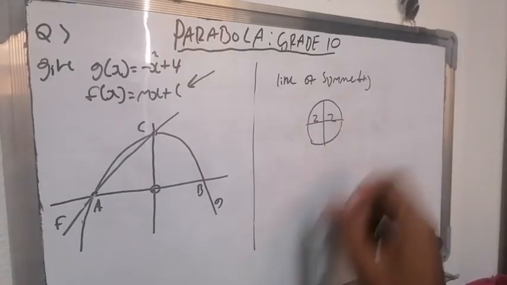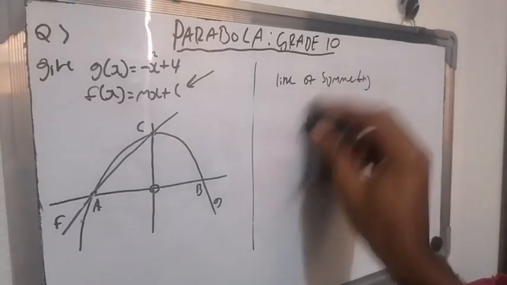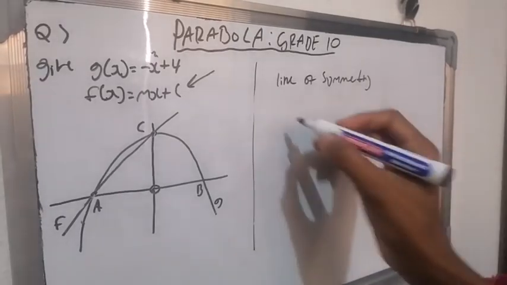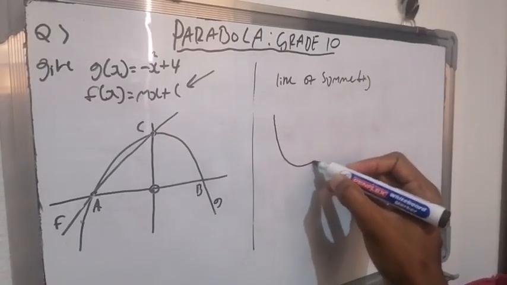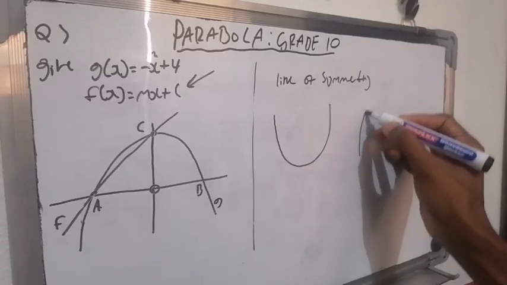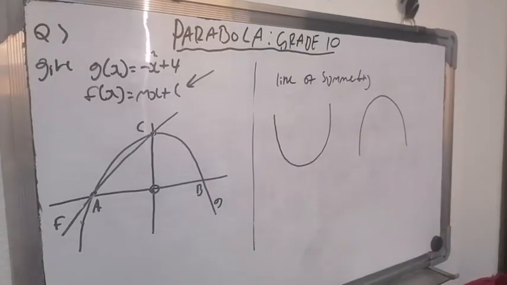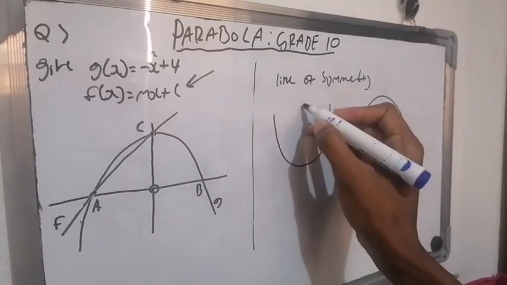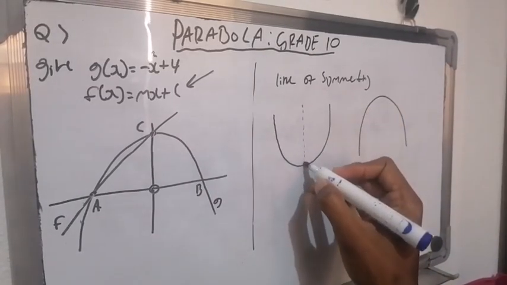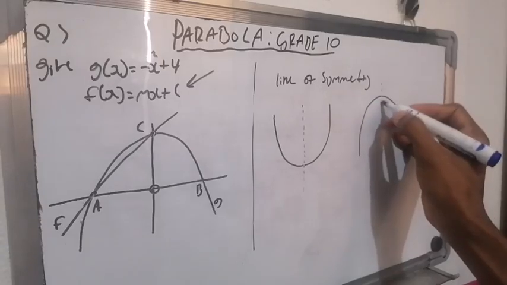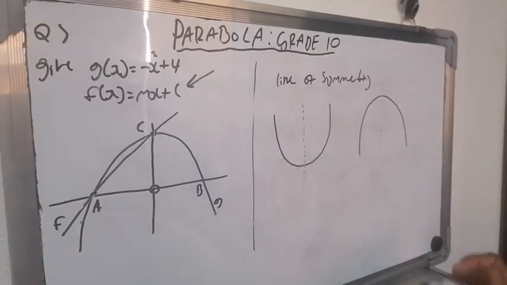So let's talk about the line of symmetry on the parabola. Now, I can have a parabola that looks like this and a parabola that looks like that. The line of symmetry will be drawn from the turning point. So it's going to go like that. This will be the line of symmetry.